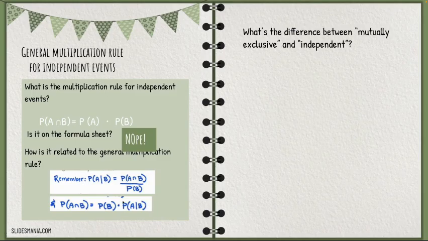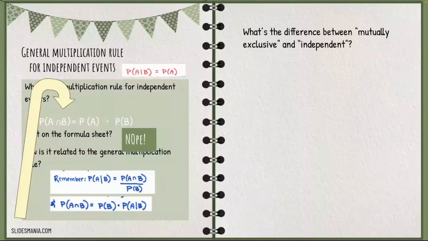So if we know that they're independent, this is just going to be probability of A. So I would just change this to probability of A. Yes, probability of A given B is just probability of A. So that's why you have probability A times probability of B. Okay, so that was the independent formula.